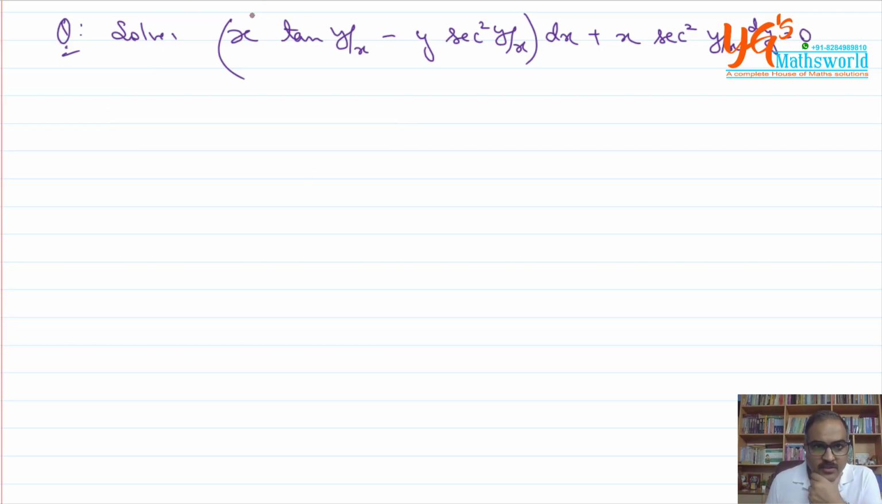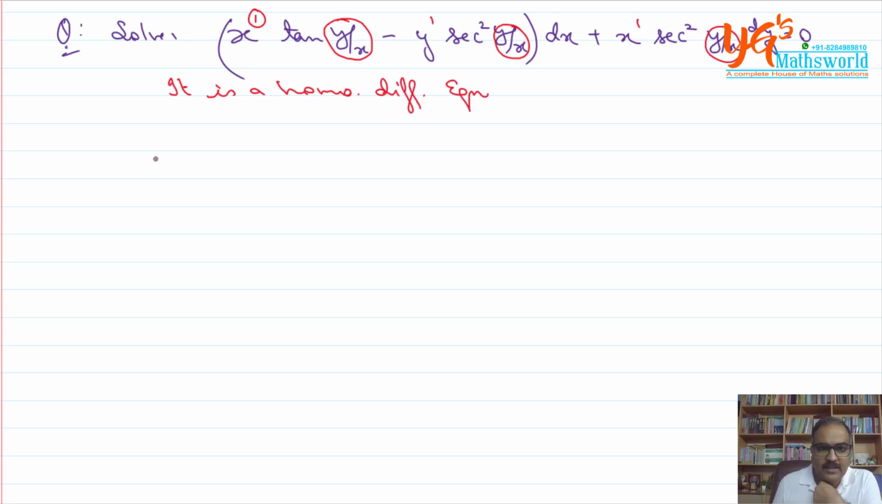Now if I check about the degree, it will be of degree 1. Y upon x is a single angle, it is a 1 degree, a single angle. So that means we are having a differential equation of degree 1. So it is a homogeneous differential equation, and I need to rewrite it in the form of dy by dx.